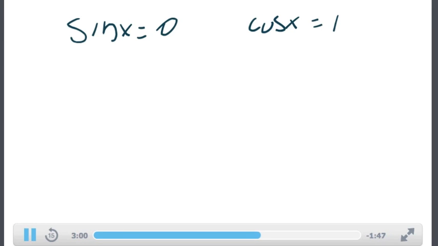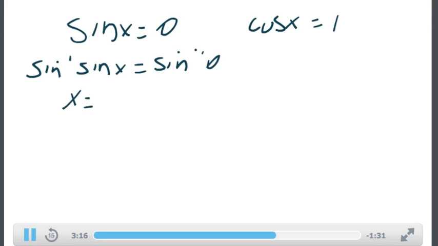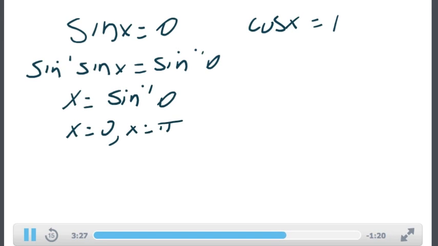Those are the two solutions that we have. Well, sine of x equals 0, that's the inverse sine of sine of x is equal to the inverse sine of 0. So that says x is equal to the inverse sine of 0. And that happens at two places. It happens when x is equal to 0 and x is equal to pi. Okay? But remember, we have to find the general solution. So we have 0 plus 2n pi, and we have pi plus 2n pi.